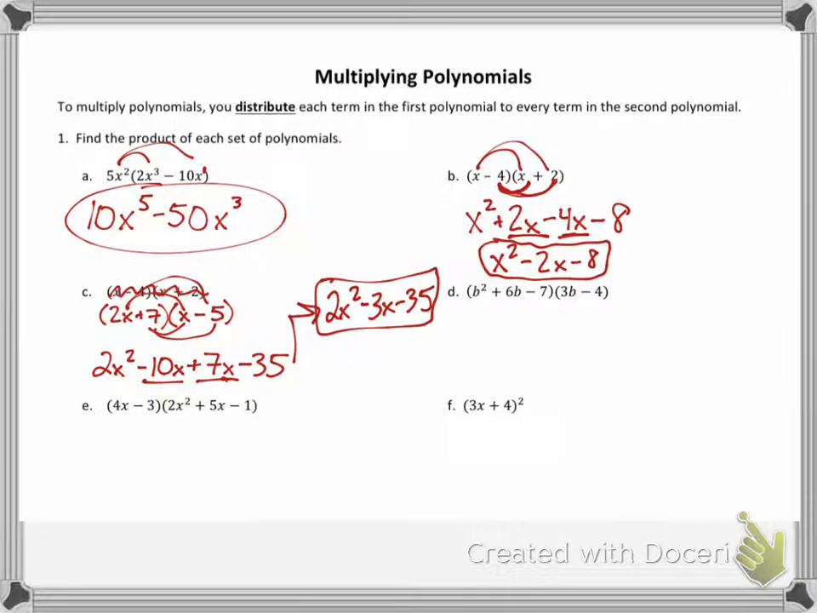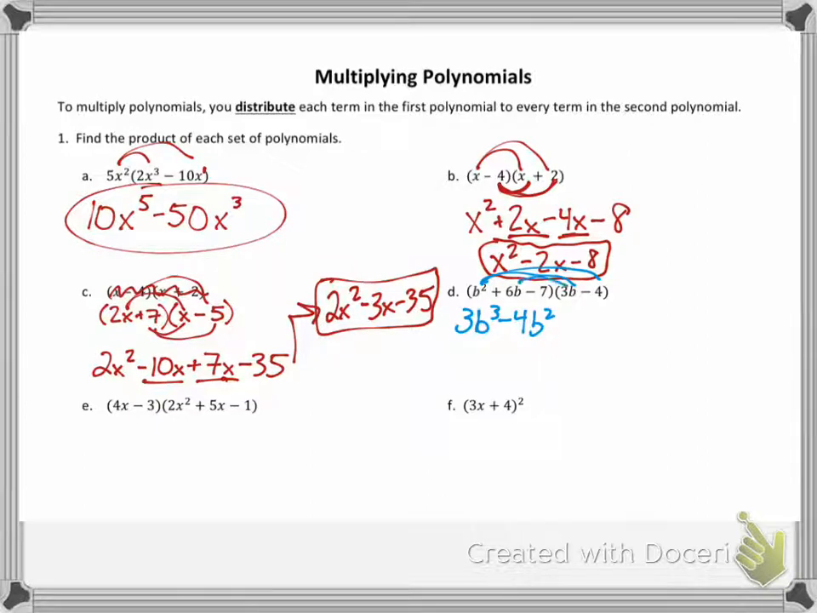Now, if you look in D, you can clearly see that we now have a trinomial out in front. No big deal. It's the same thing. You take everything from the first polynomial and make sure it applies to the second polynomial. So I'm going to take the b squared and distribute it. So I'll do that here first, just so I can be a little bit more organized. B squared times 3b will give me 3b cubed. B squared times negative 4 gives me negative 4b squared.